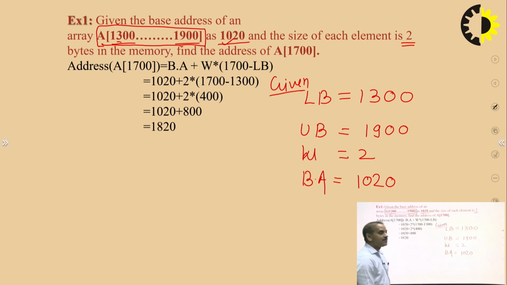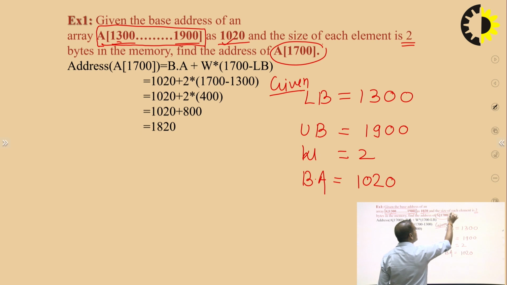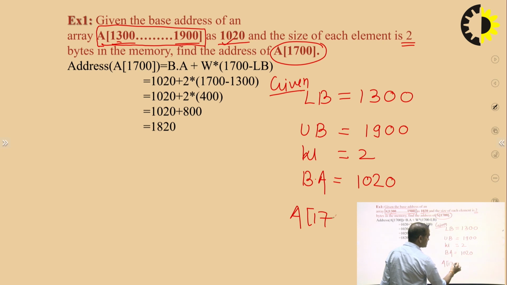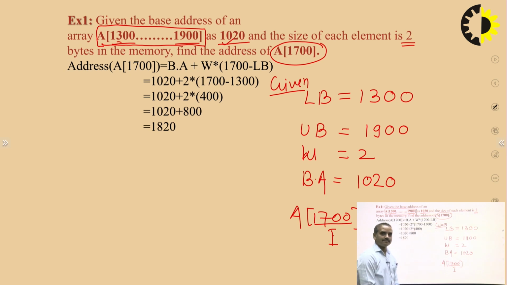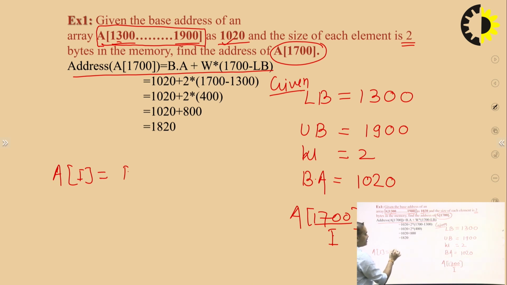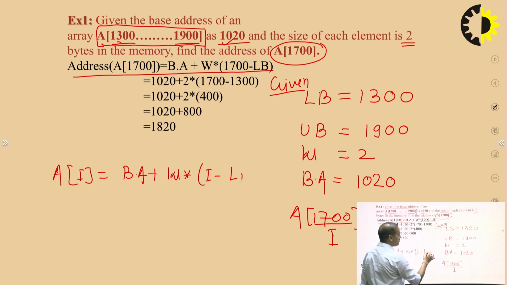We want to find the address of A 1700. That means we want to calculate the address of 1700, and 1700 is the value of I. By using the formula of 1D, as we discussed in the previous slide, and we also write here, in case of one-dimensional array, the formula of address is A I equal to base address plus W multiply I minus lower bound.